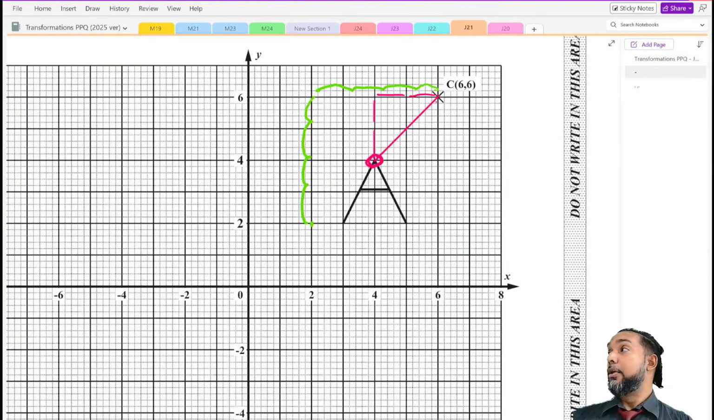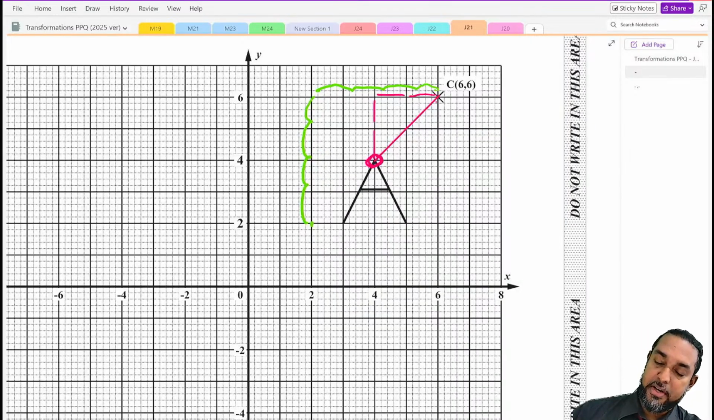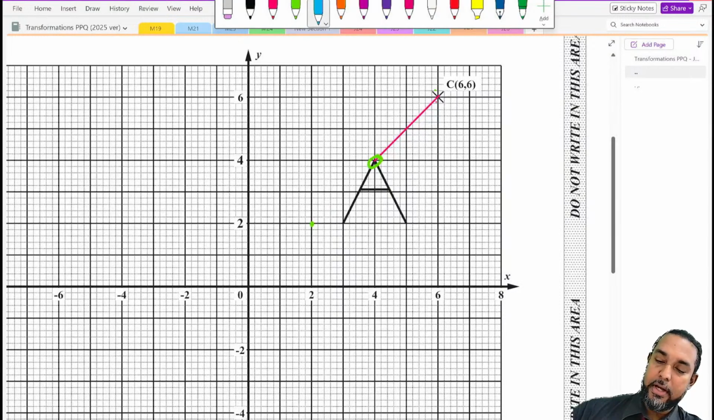Now from here, you could draw in the rest of your shape. Just remember to draw it twice as big. Or if you want to play it safe, let's check the rest. Right, so that's the first point. So this point and this point correspond, right? Different color now.